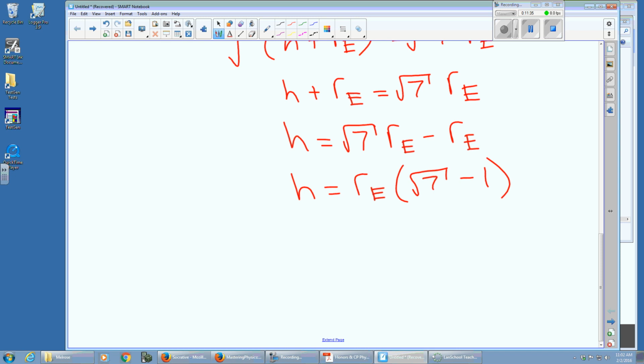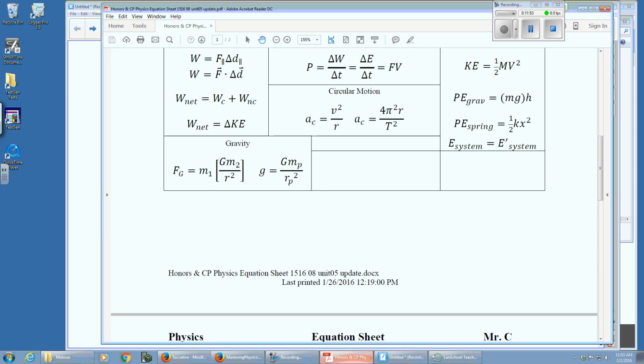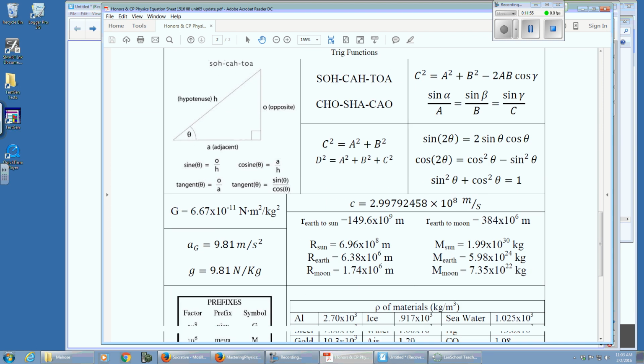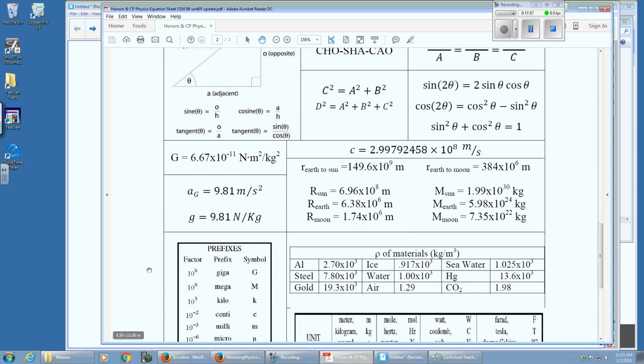I did what's called factoring. I noticed that both my terms had a radius of the Earth in it, so I factored it out and brought it out front. Yeah. Where can I find the radius of the Earth? On my equation sheet. My friend, the equation sheet. And it's right here. Earth: 6.38 times 10 to the 6th meters.